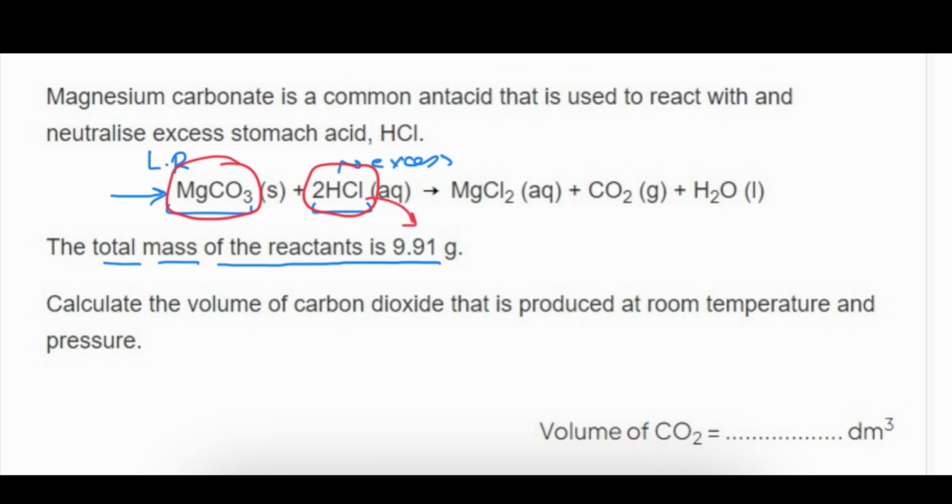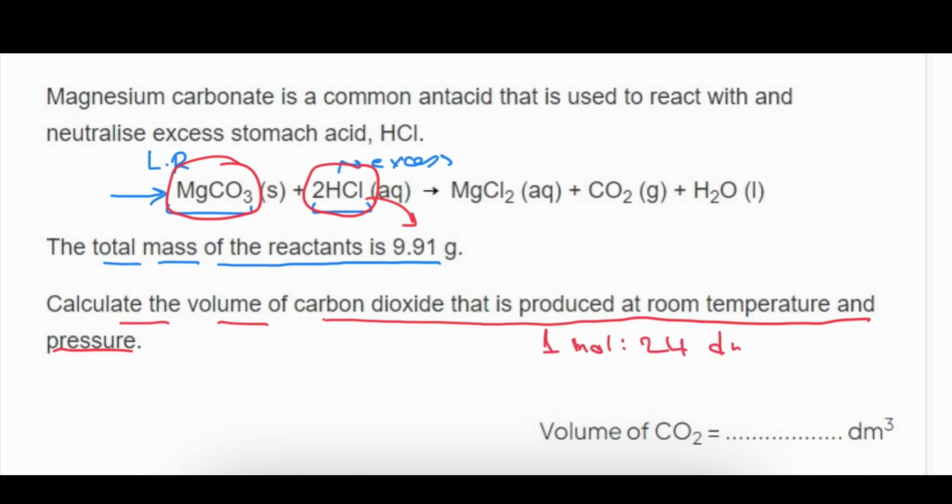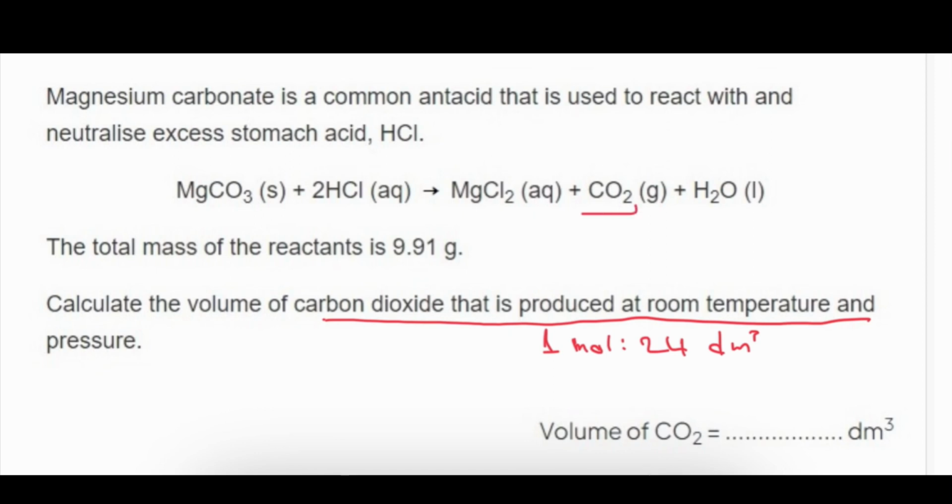The question is asking me to calculate the volume of carbon dioxide that is produced under room temperature and pressure. So this sentence indicates that I'm going to use this ratio, which is 1 mole to 24 cubic decimeter. In order to calculate the volume of carbon dioxide, I need to calculate its moles. And their moles are calculated from the moles of magnesium carbonate because it's the limiting reactant.